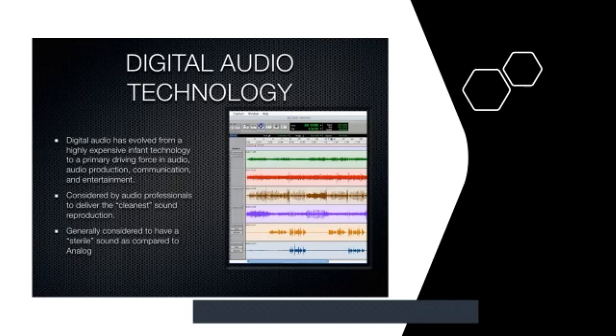So this form of technology is considered by audio professionals to deliver the cleanest sound reproduction. Every time you reproduce recorded sound, it comes out exactly the same as the original, as opposed to tapes. Generally considered to have a stereo sound as compared to analog. And this is where choice and subjective taste and opinions enter the picture. Some people prefer the old analog to the new digital. Others say, no, digital is the way to go.